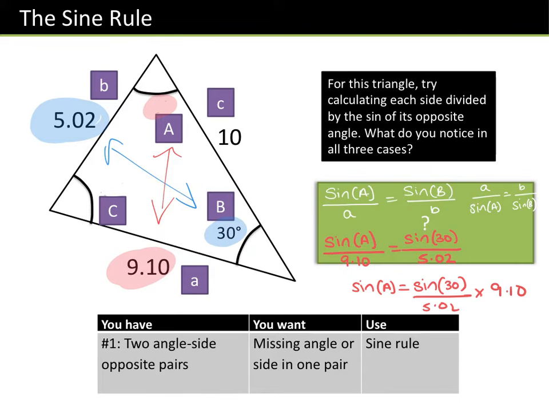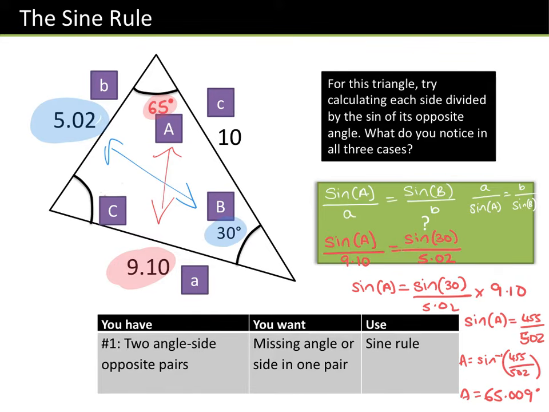And then what I'm going to do, 5.02 times 9.10, okay, is inverse sine. So I get sine of A equals 455 over 502, inverse sine of the answer. Okay, so A equals sine to the minus 1 of 455 over 502. I get A equals 65.009 degrees. If I just keep that, this is 65 degrees.